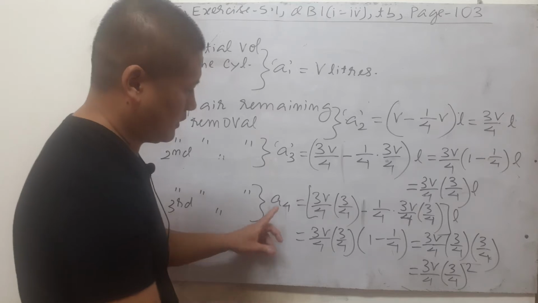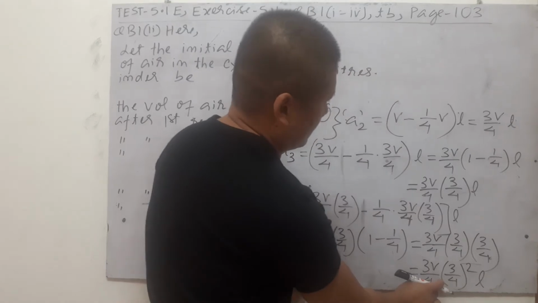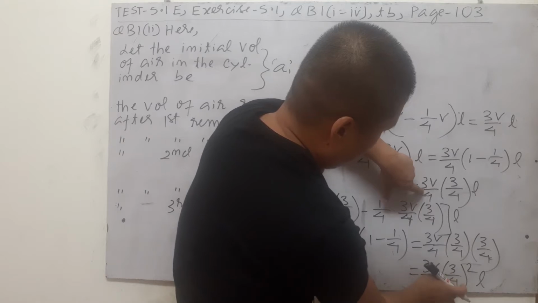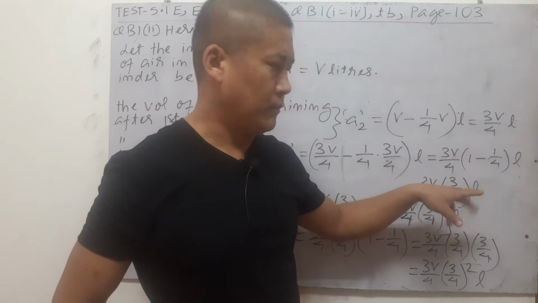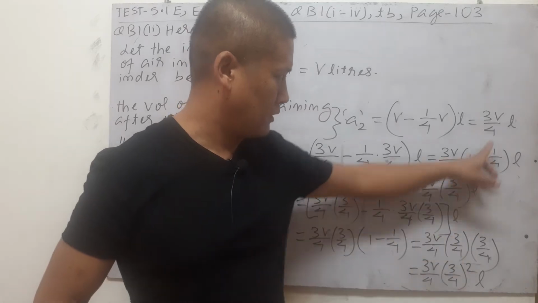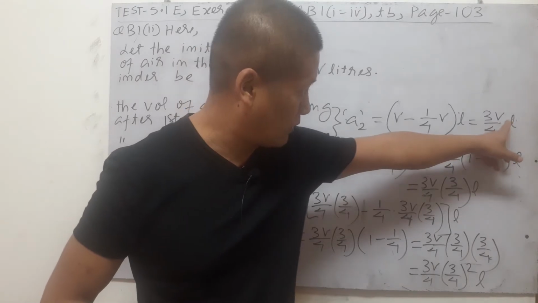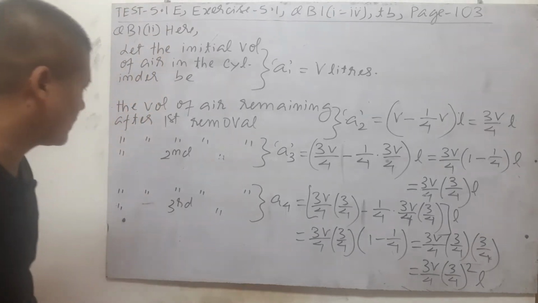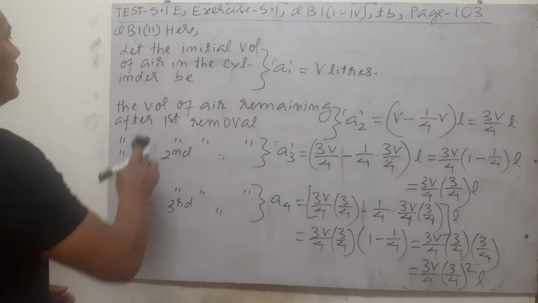After the fourth removal, there is again a 3V by 4 factor, this much liter: 3V by 4 into 3 by 4, then 3V by 4 into 3 by 4 square. So a progression is built and written in a form where the terms are comparable. The common thing in all of A1, A2, A3, A4 is 3V by 4. The extra thing is nothing here, 3 by 4 here, 3 by 4 square here. So we keep it in a comparable form so we can easily subtract when we try to find the common difference.